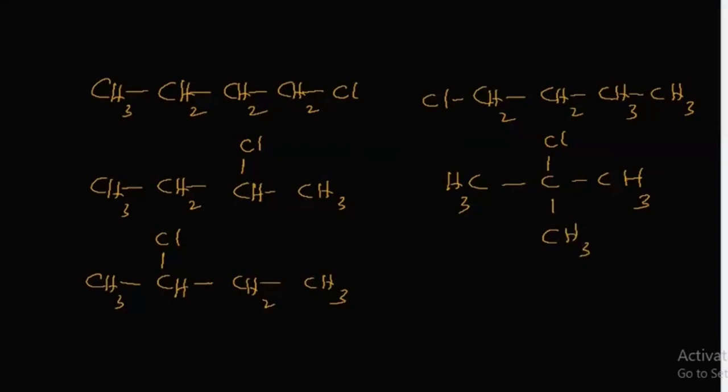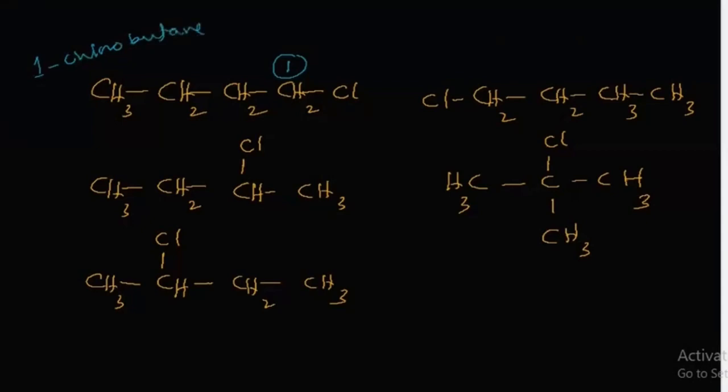Now, just look at the longest chain. This is the longest chain which contains 4 carbon atoms and the chlorine is on the first carbon. Start numbering from either side. Prefer the least number. If you start counting from this side 1, 2, 3, 4, it may be 4-chloro. From the right hand side it is 1-chloro. So this compound is 1-chlorobutane. Okay, so this is actually 1-chlorobutane.